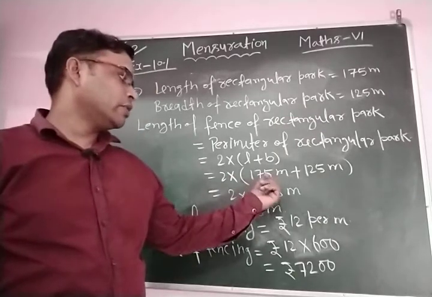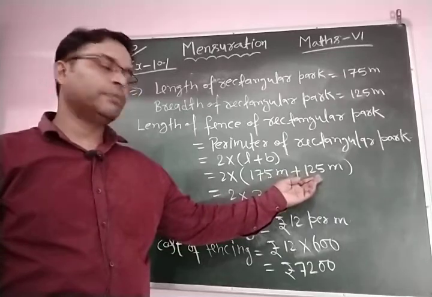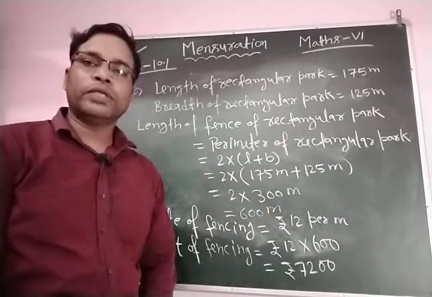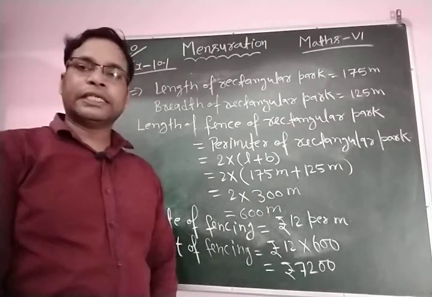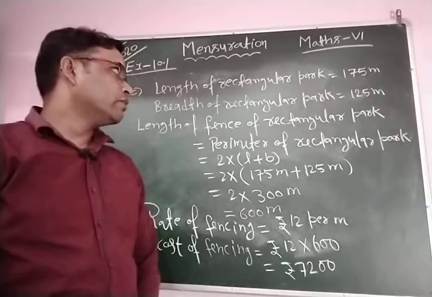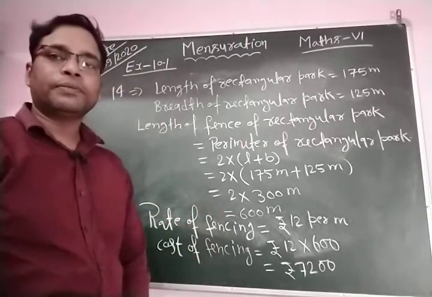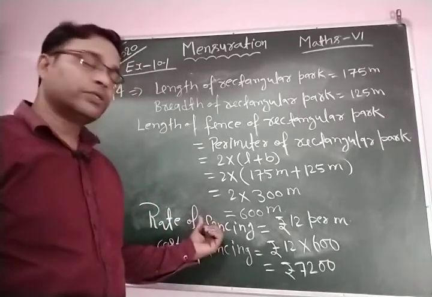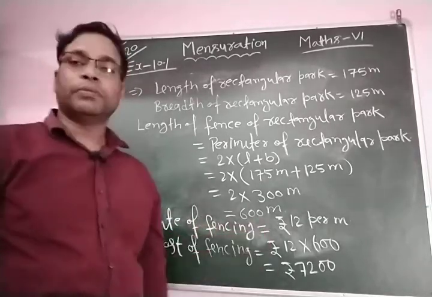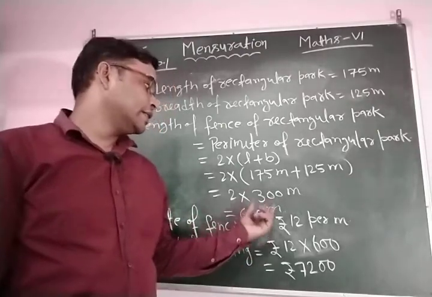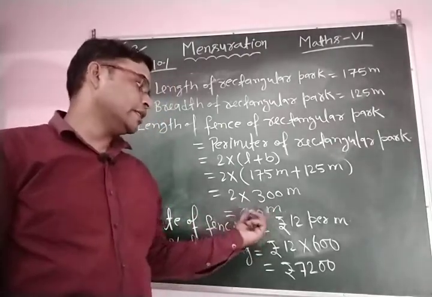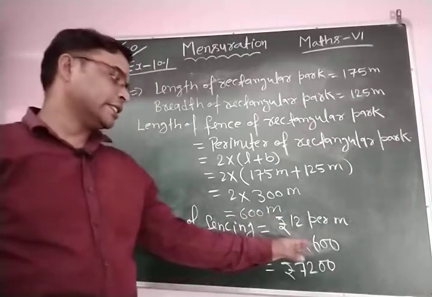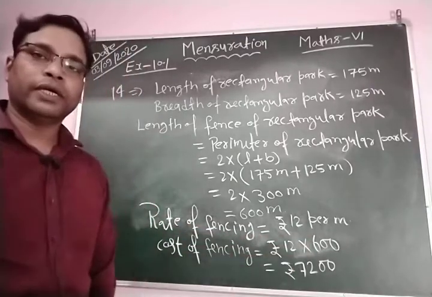The length and breadth given here are 175 and 125 respectively. If you sum them, 175 meters and 125 meters, this is equal to 300 meters. Now if you multiply 300 by 2, then we obtain 600 meters. This is the perimeter of the rectangular park. You can say this is the length of fence. Okay, we need to find the cost of fencing. The question gives that the rate of fencing is 12 rupees per meter, and we have 600 meters. So if you multiply 600 by 12, then we obtain the cost of fencing. So the cost of fencing is equal to 12 into 600. This is equal to 7,200.